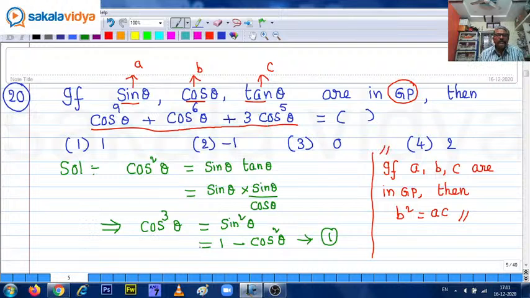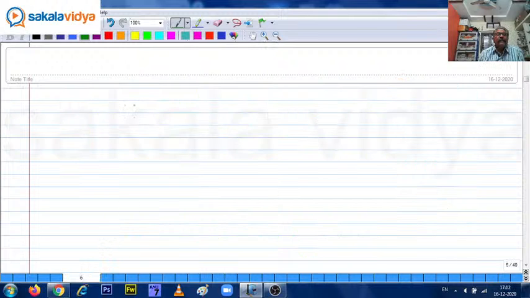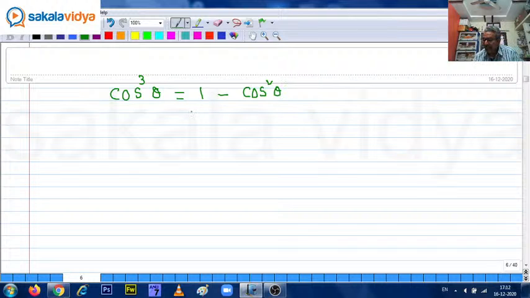Now cos cube theta is equal to 1 minus cos square theta. So cos cube theta equals 1 minus cos square theta we have. We need cos theta to the power of 9, so cubing on both sides.